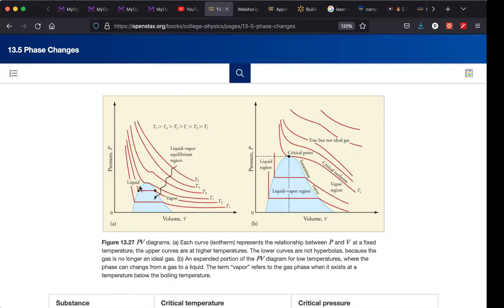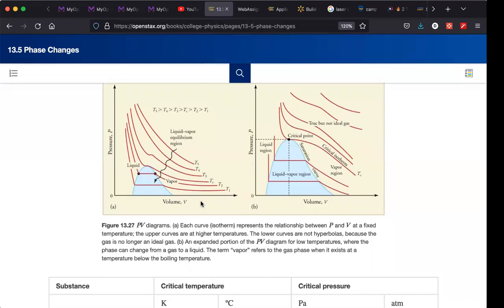And you have these different zones, like right here is the liquid zone. So actually this is the liquid-vapor region. This is where it's changing from liquid to vapor. Outside of it, to the left is liquid, and to the right is vapor.